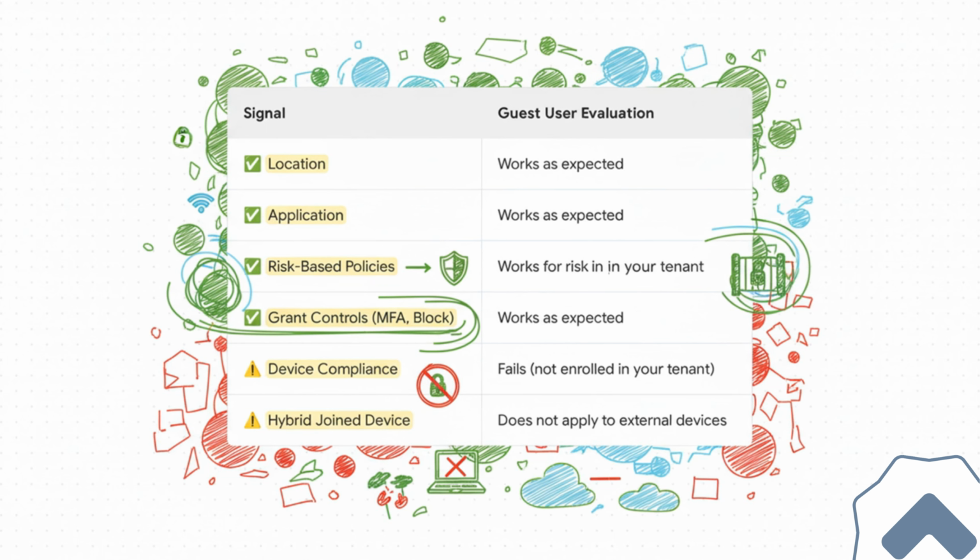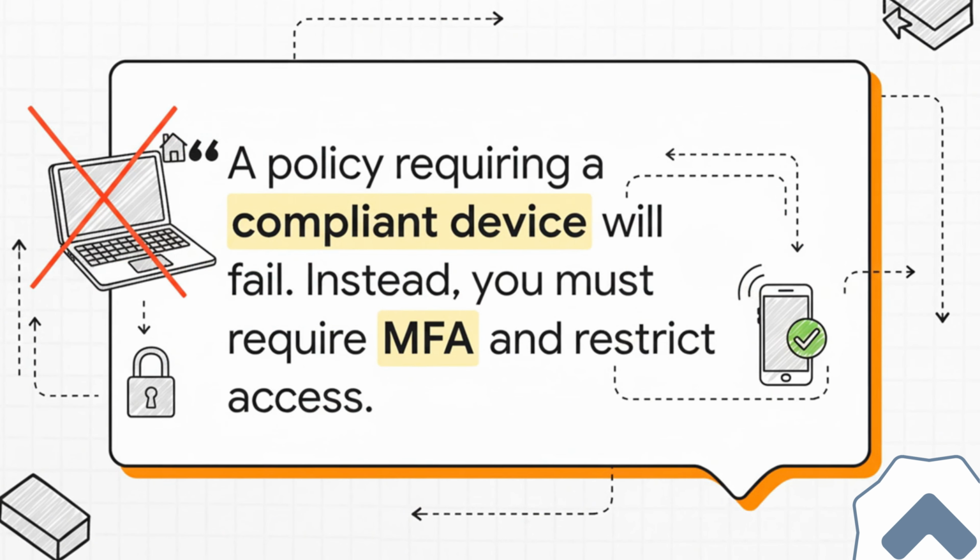But look at those warnings. Device compliance, that's going to fail almost every time because their device isn't enrolled in your Intune. Same for checking if it's a hybrid join device. Your tenant just can't see those things. This makes it crystal clear. Let's say a partner signs in from their personal MacBook at home. If you have a policy that says block access unless the device is compliant, well, they're getting blocked every time. The right move is to pivot your strategy. Instead of a device check that you can't possibly perform, you enforce a really strong identity check, like MFA, and maybe you limit them to just the web versions of apps.